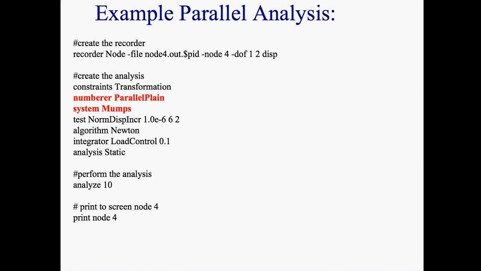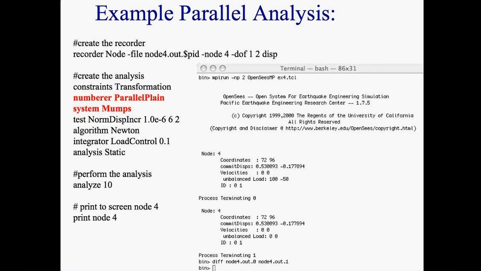So here's the parallel analysis part. Again, I told you we had to basically change from sequential objects to parallel objects. So I'm using parallel plane for my numberer and MUMPS for my system. So when I run it, this is example 4 in the materials that are available. This is what happens.